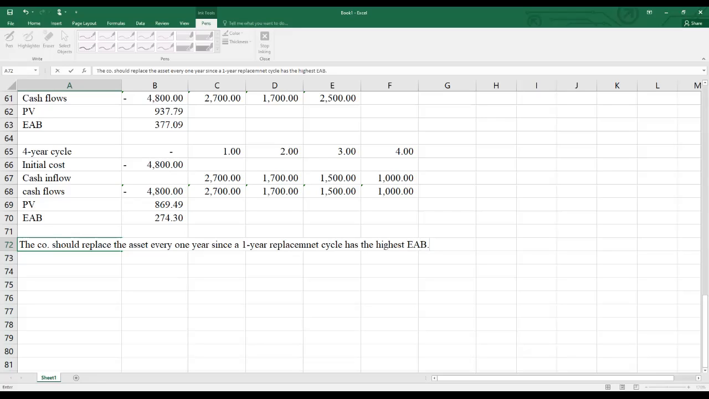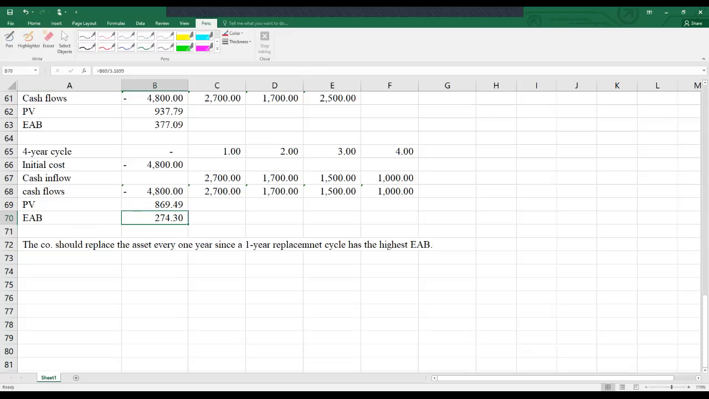If these present values were negative, it would be a cost, therefore we would choose the one that has the lowest. If these were negatives, we would call it equivalent annual cost. But these are positives now. Therefore, the company should choose the one that has the highest equivalent annual benefit.